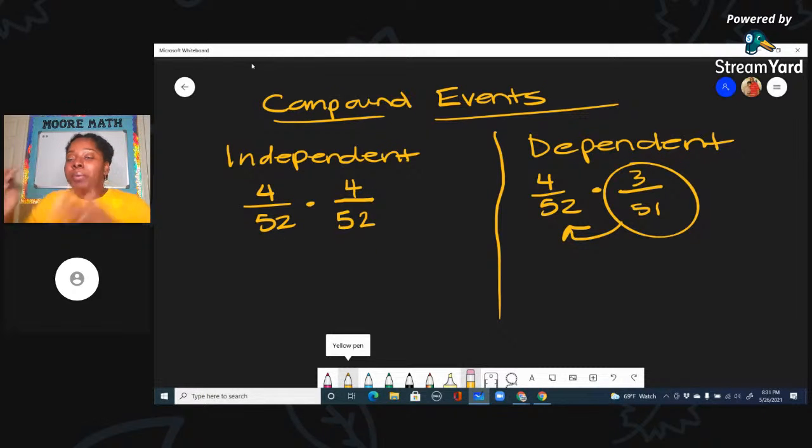For the right one, that 3 out of 51 was affected by me not replacing the card. Now I only have 51 cards. Now I only have 3 aces. Okay, so that's the difference. Let me give you some more examples.